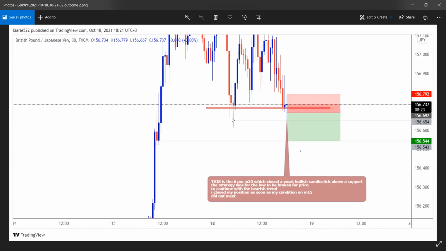So unaona ndio hii hata condition nyingine ninasema this is the 6 p.m. M30 which closed a weak bullish candlestick above a support. The strategy was for the low to be broken for price to continue the bearish trend. I closed my position as soon as my condition on the M15 was not met. Unaona?